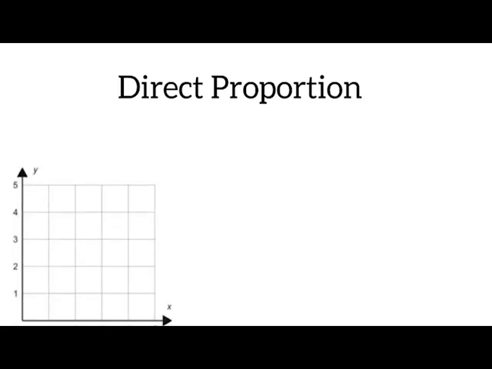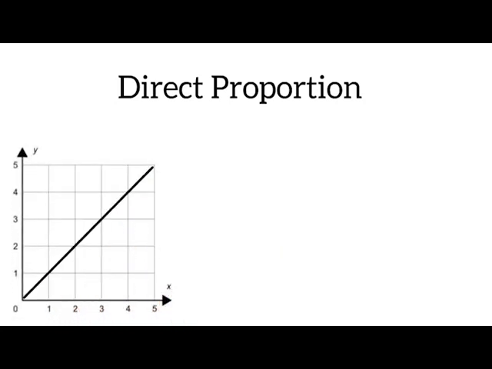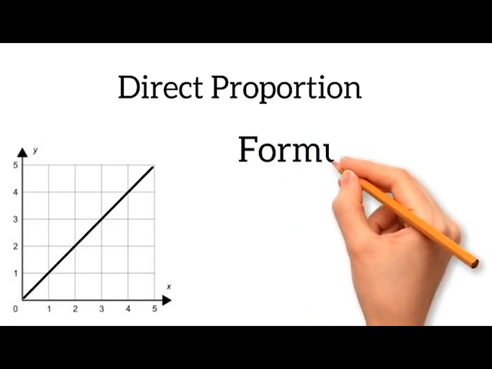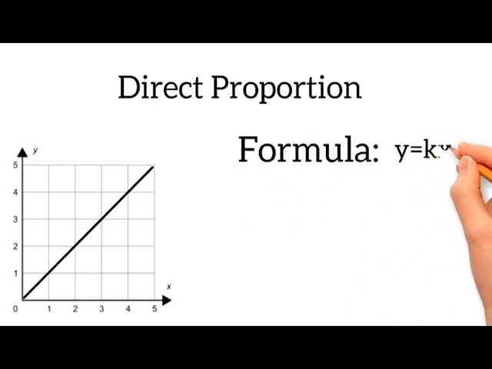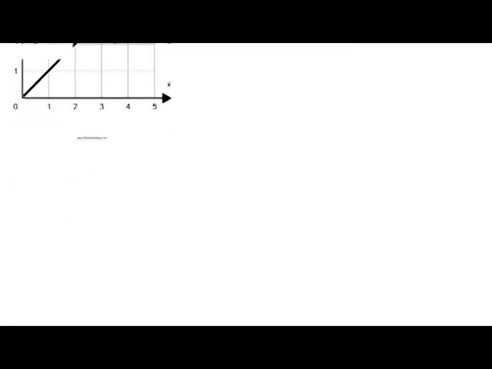In a graph, direct proportions are represented by a straight line passing through the origin. The equation for a direct proportion can be written as y equals kx, where k is the constant of proportionality.